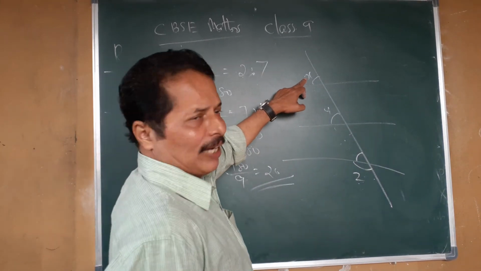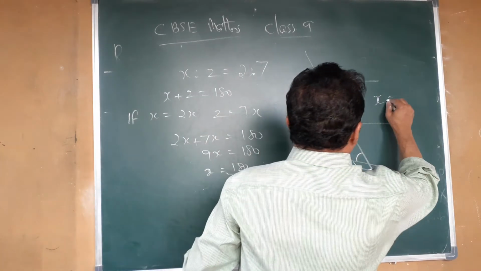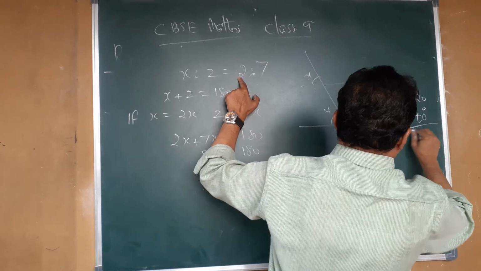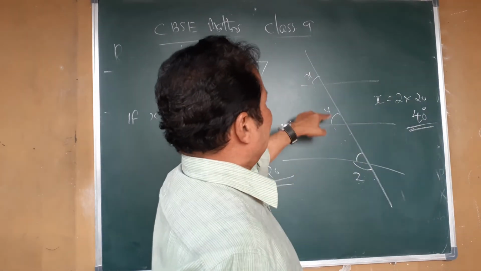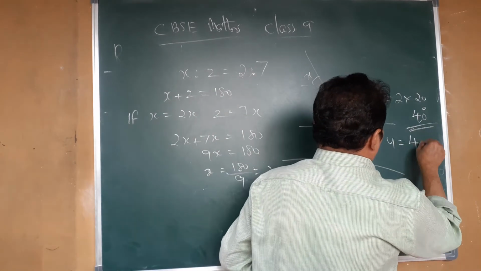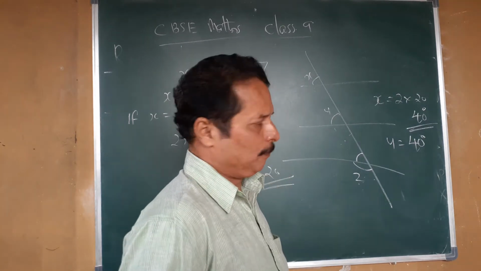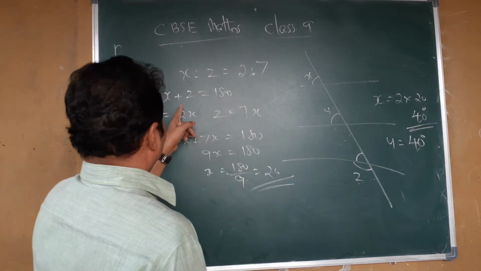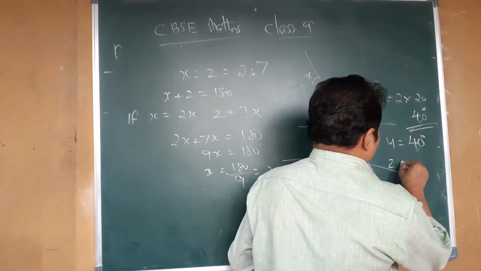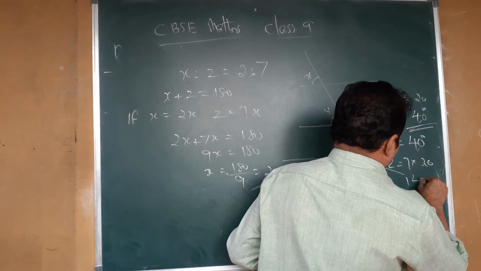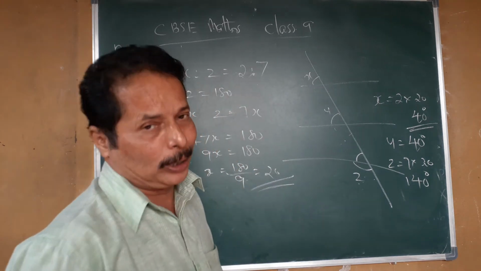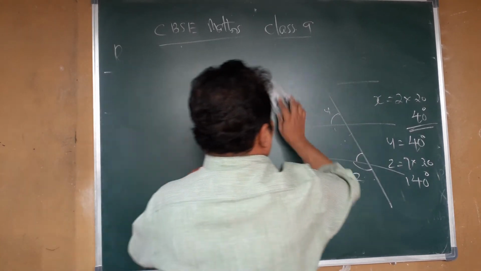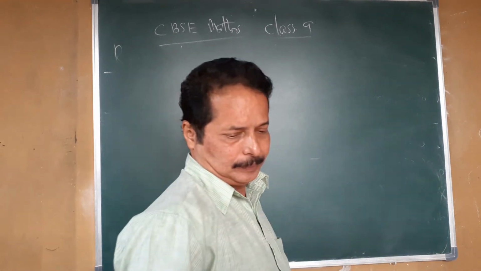So the value of X is 2x, 2 into 20, that is 40. Okay. So Y and X are corresponding angles. So Y is also equal to 40. And Z is equal to 7x. Z is equal to 7 into 20, that's equal to 140 degrees. Is it clear? Okay. That's also a problem in the exercise.